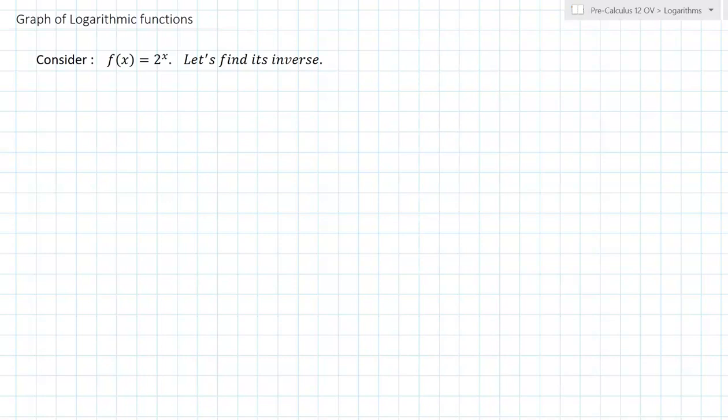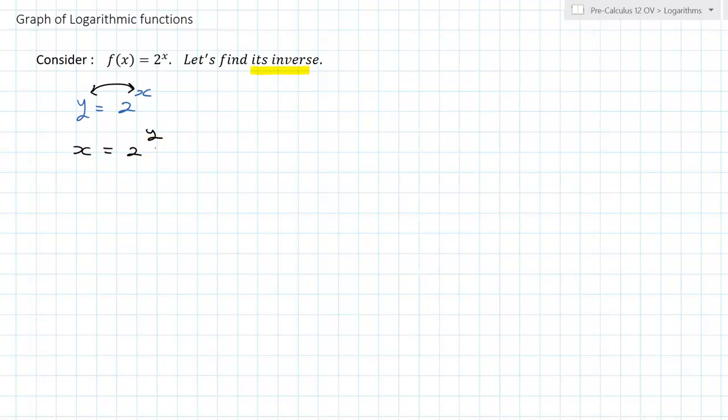This is an exponential function and we want to find its inverse. Remember that to find the inverse of any function, all you have to do is switch x and y, and then rewrite. So here is the first step: I switched x and y. Now you continue and solve the new equation for y again. That's how you come up with the equation of the inverse.